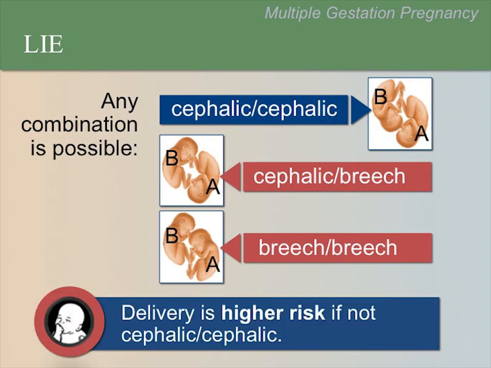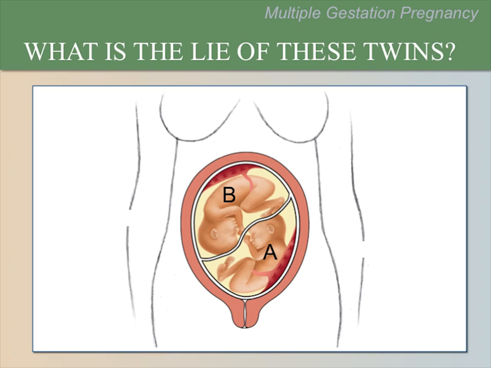Any fetal presentation other than cephalic-cephalic is at higher risk at delivery. One or both twins can become obstructed or stuck. One or both twins may also have a transverse lie, as we see in this illustration.